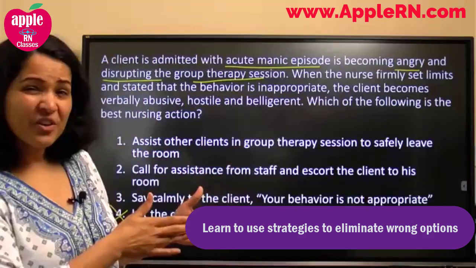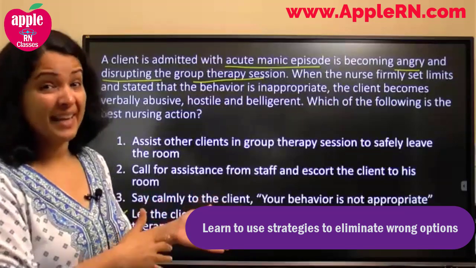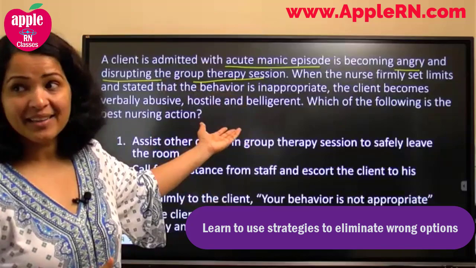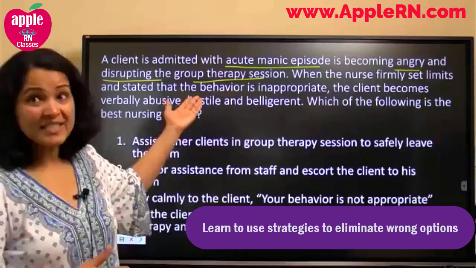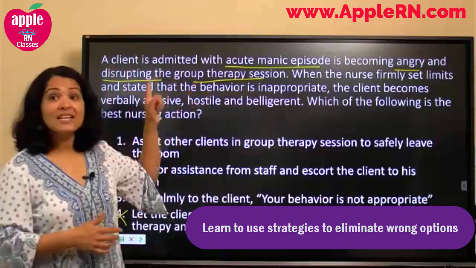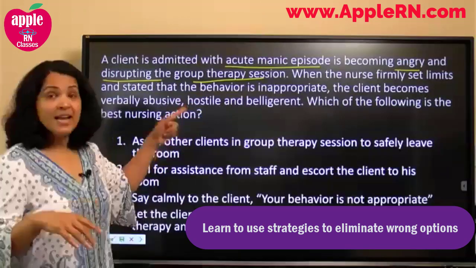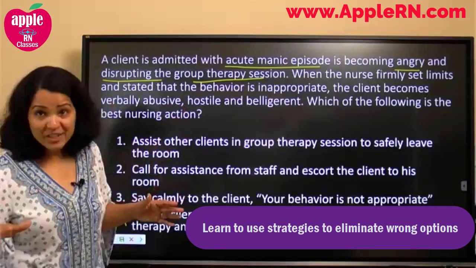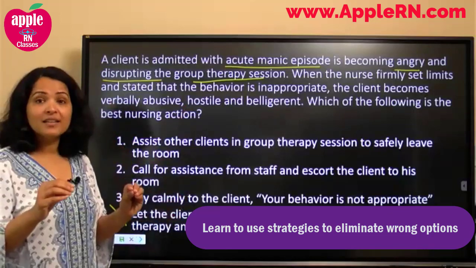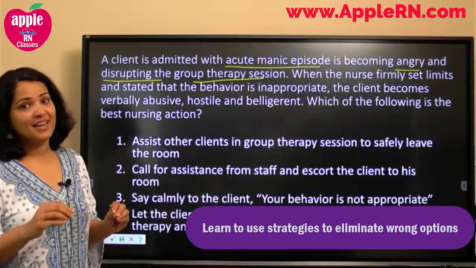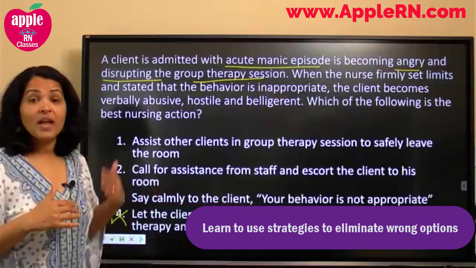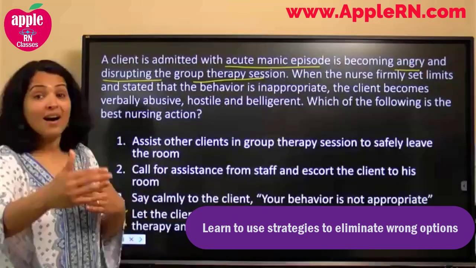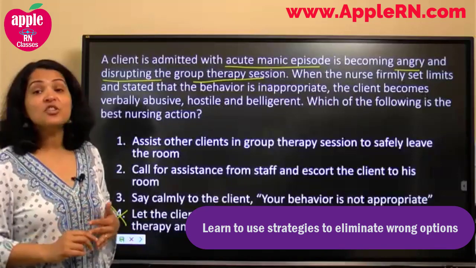Then why are we not so happy about that option here? Because it's already been tried and it's not working. See in the question that the nurse firmly set limits, it's done, and stated that the behavior is inappropriate. It has already been tried, but still the patient is angry. It's getting worse. So saying the same thing again and again without proper clinical judgment is not the right way to answer that.